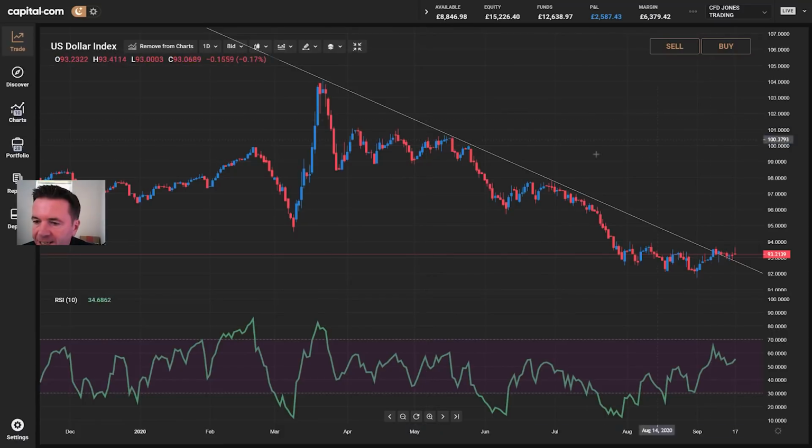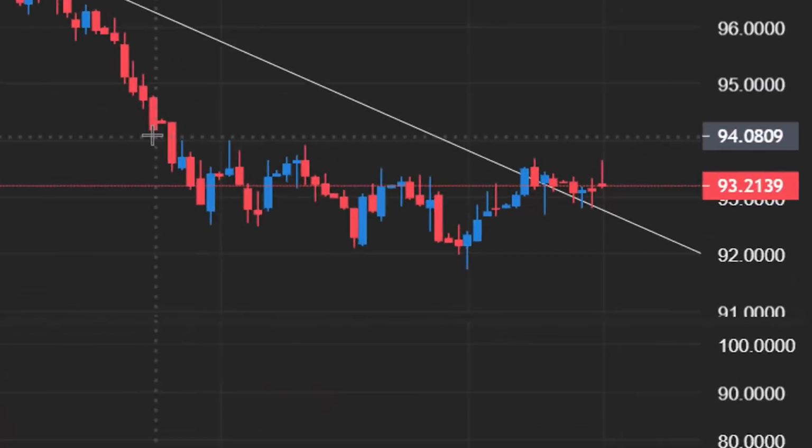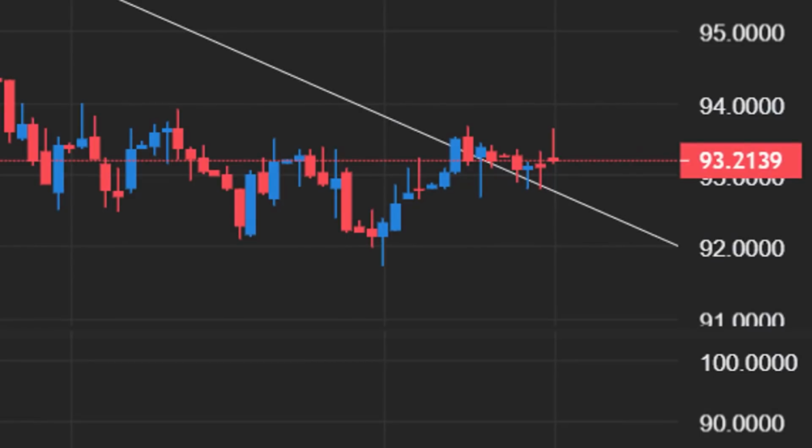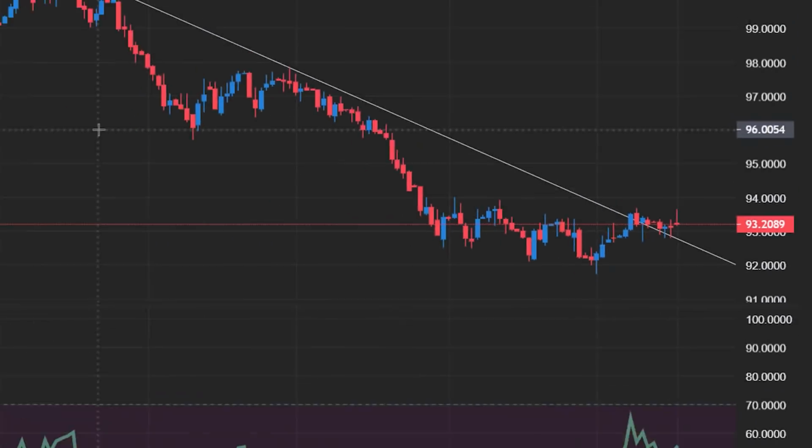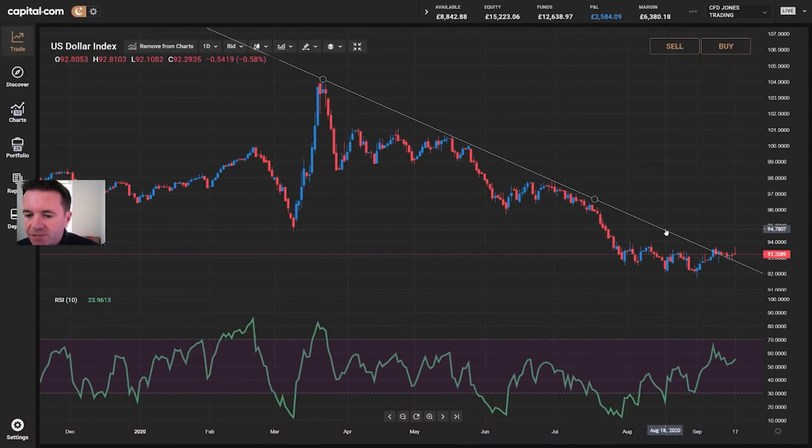I think we really need to see the dollar index clear 94. It's currently trading at 93.20. So if we clear 94, perhaps the market gets a move on and we see a better recovery back up to July levels at 98. But I think it's a really interesting market to watch.